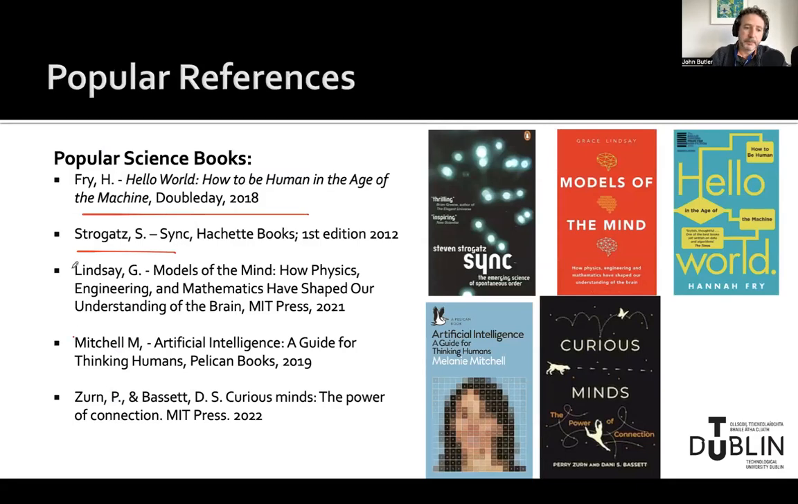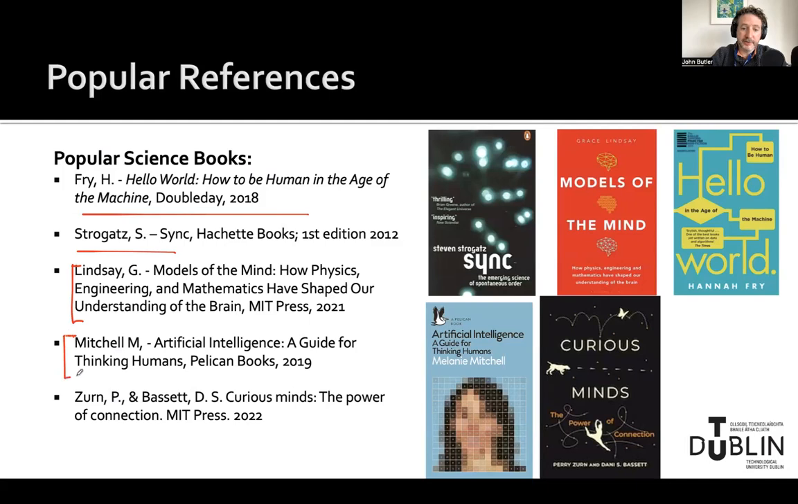For me, once again, the machine learning side and the stuff I really care about is very nicely covered in Grace Lindsay's book, Models of the Mind: How Physics, Engineering, and Mathematics Have Shaped Our Understanding of the Brain. I'm a computational neuroscientist, that's my preference, but it also gets you thinking about the link between maths and other areas, as well as machine learning and so forth.